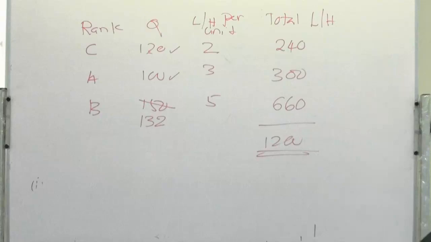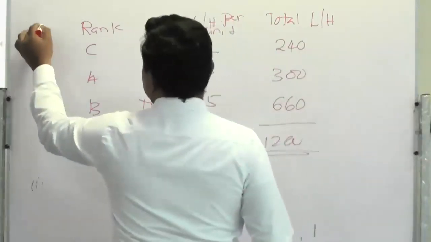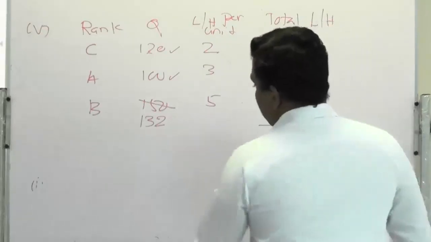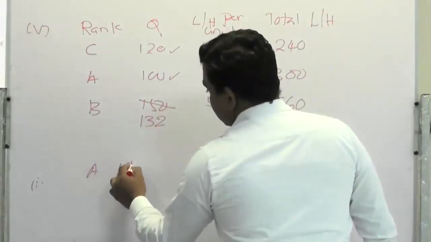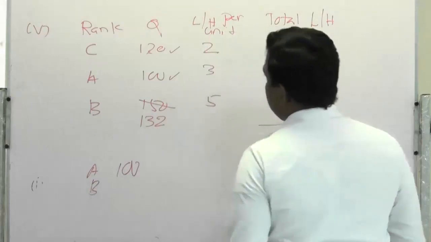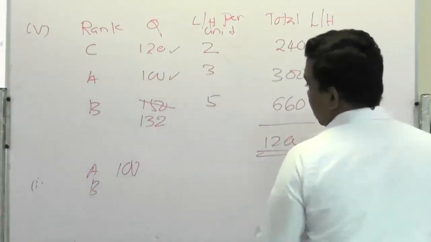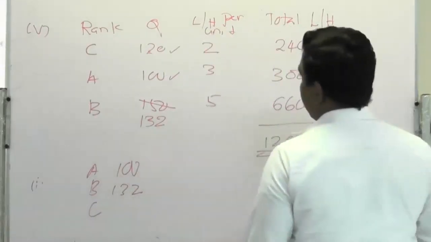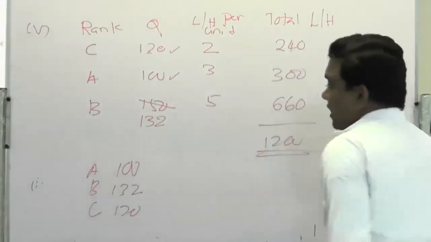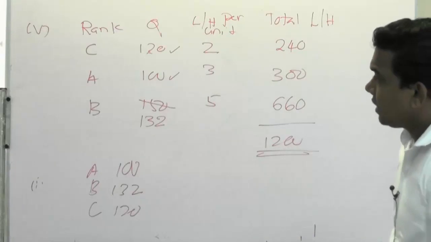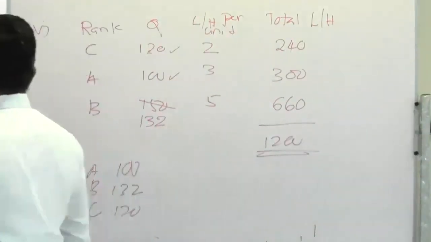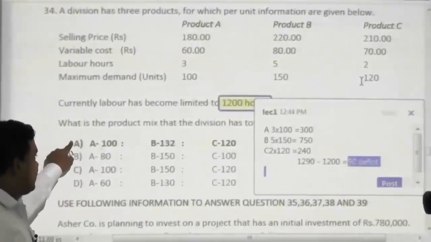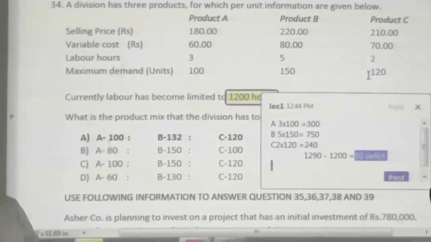Now you have been given 5 steps. This is the last step. Therefore, from product A you can produce 100, from product B you can produce 132, and product C you can produce 120. Therefore, the answer will be answer A: 100, 132 and 120. Right? I think you got the idea what you need to do.